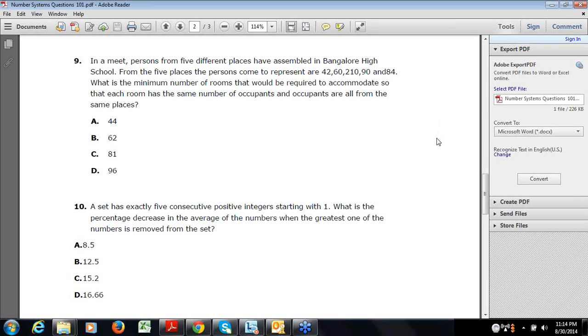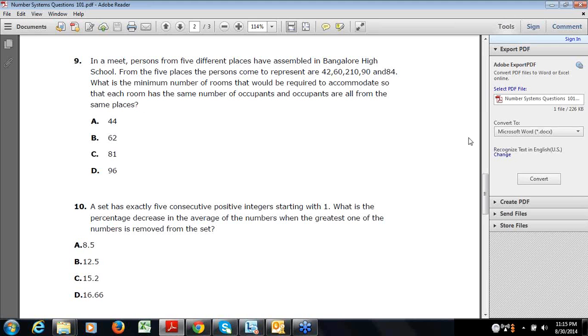These are two of the setter questions. So let me not waste so much time on this. In a meet, persons from 5 different places have assembled in a Bangalore high school. From 5 places, the persons who came to represent are 42, 60, 210, 90, and 84. What is the minimum number of rooms that are required to accommodate such that each room has the same number of occupants and occupants are all of the same places?